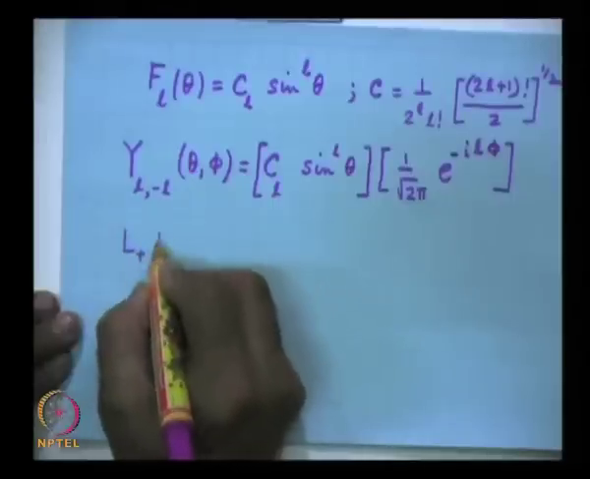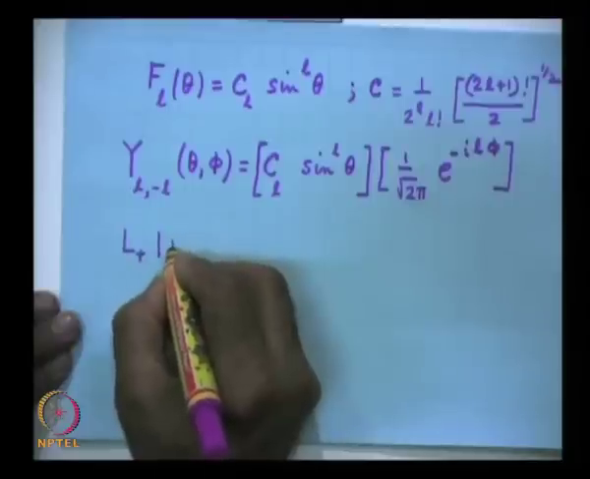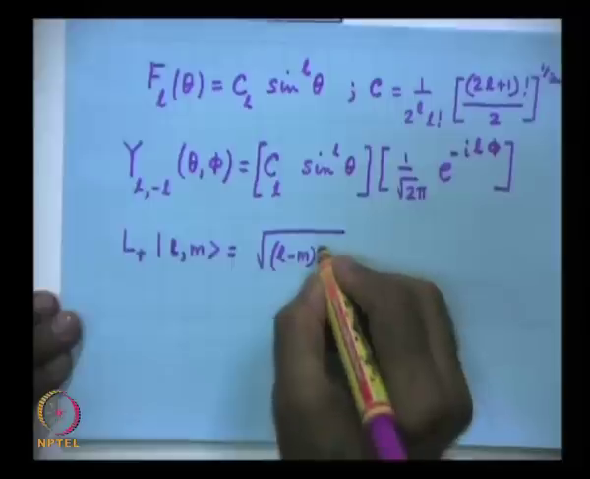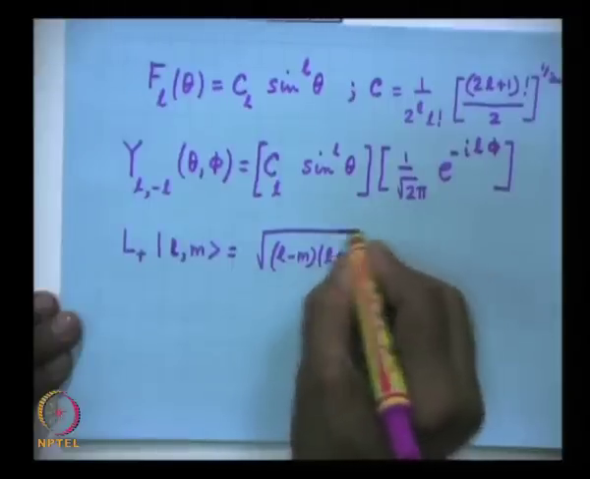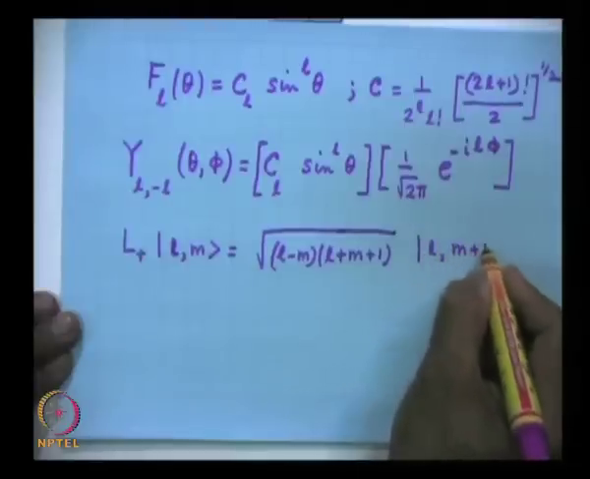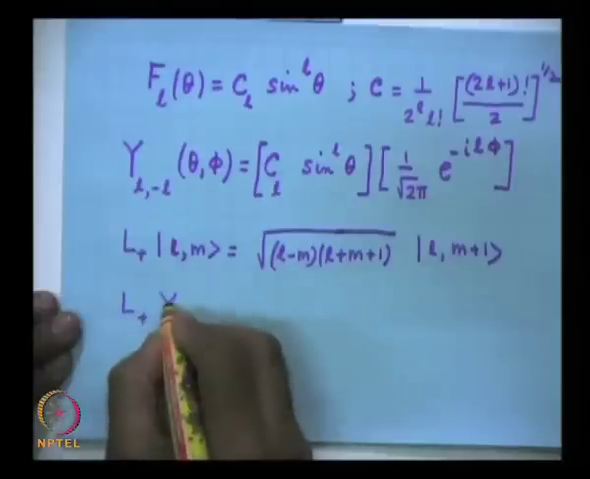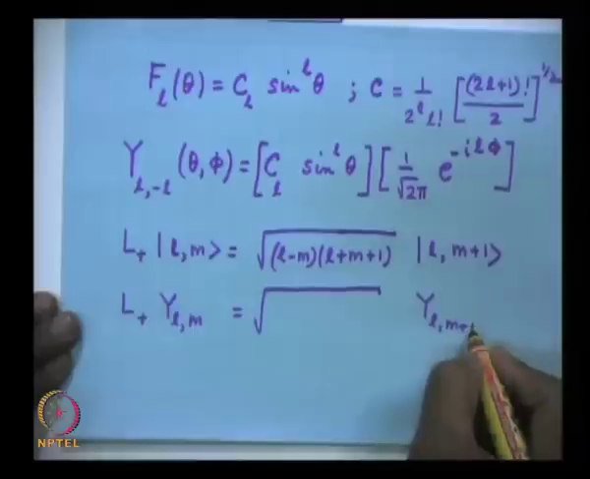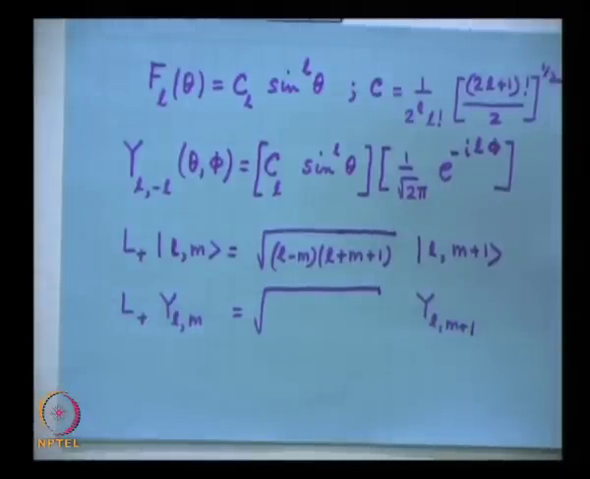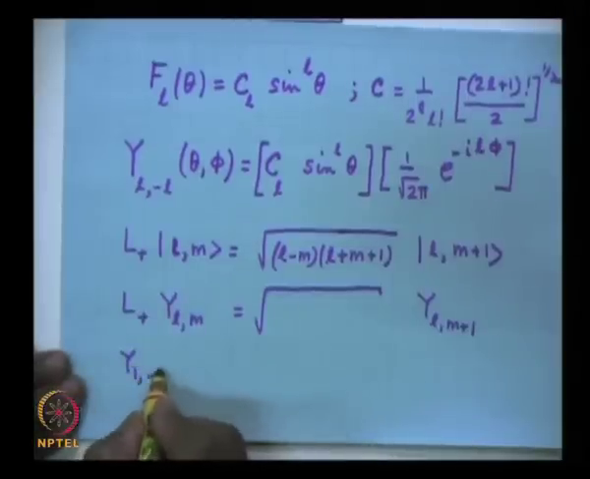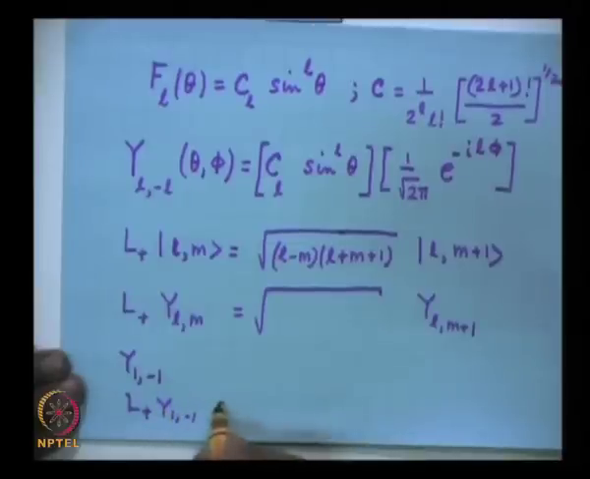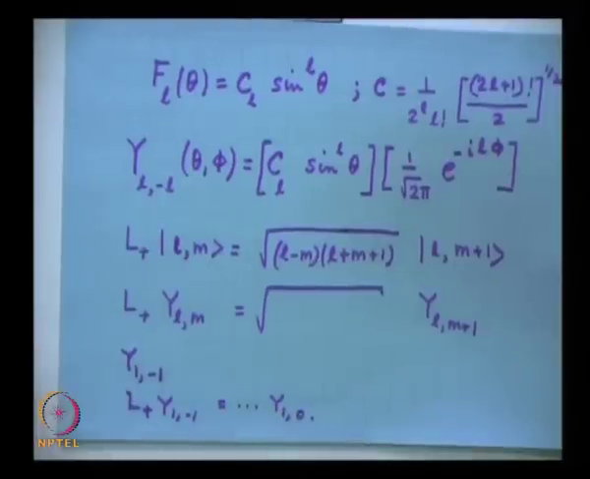For example, L plus acting on |L, m>, as you know, is equal to the square root of (L minus m)(L plus m plus 1) times |L, m plus 1>. So, L plus Y_{L,m} is equal to the square root of this thing times Y_{L,m+1}, and that will be automatically normalized. So, if I know, for example, Y_{1,-1}, then using this relation, L plus on Y_{1,-1} will give me something like Y_{1,0}.